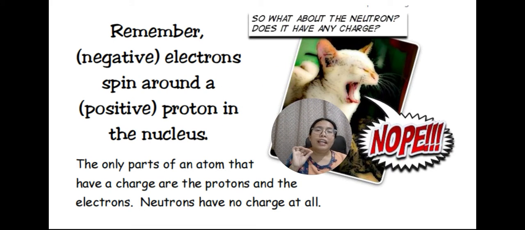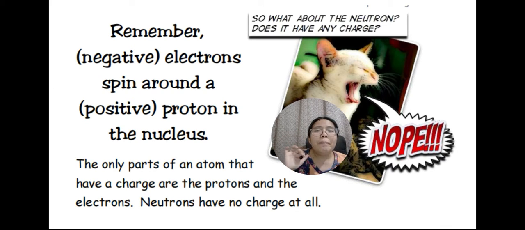Remember, electrons o yung mga negative natin, negative electrons, spin around, umiikot sila sa protons in the nucleus. Nucleus, ano nga ulit yung nucleus? Yun yung parte sa gitna ng ating atoms. So, what about the neutrons? Does it have any charge? Sabi nung pusa, no.